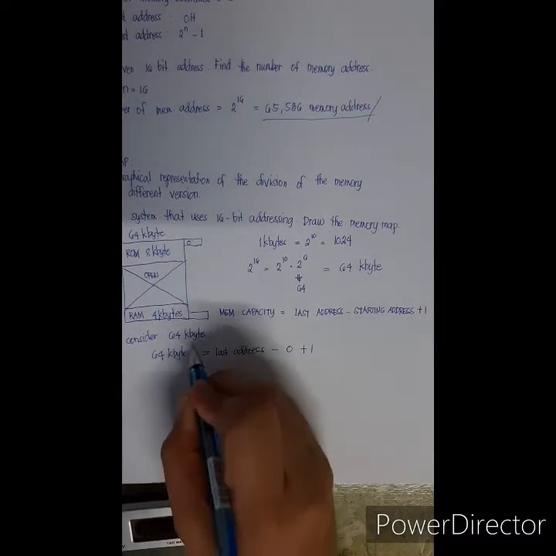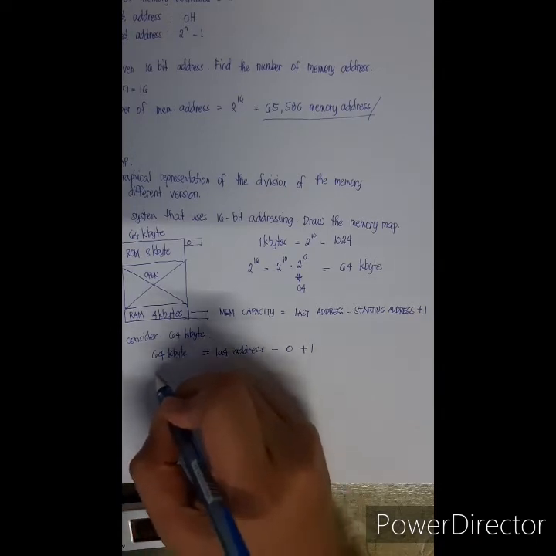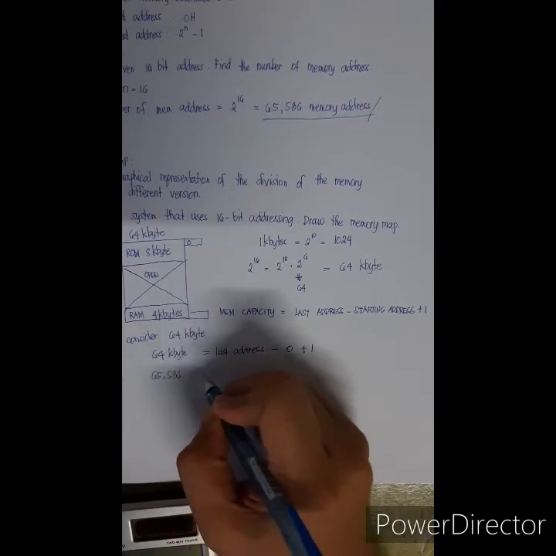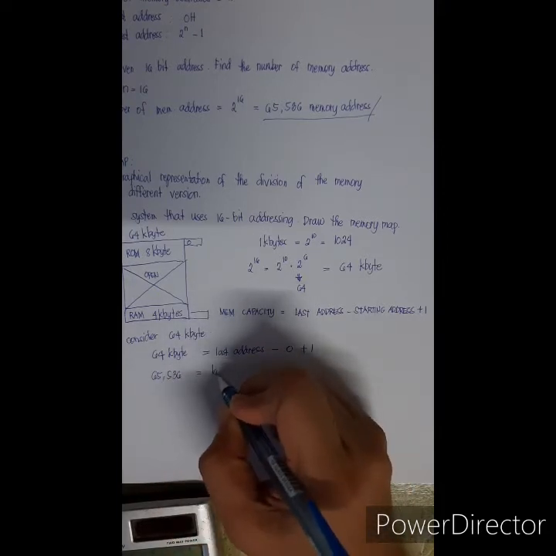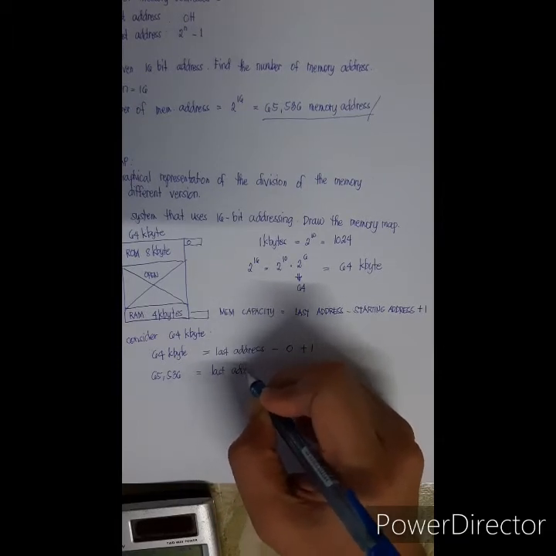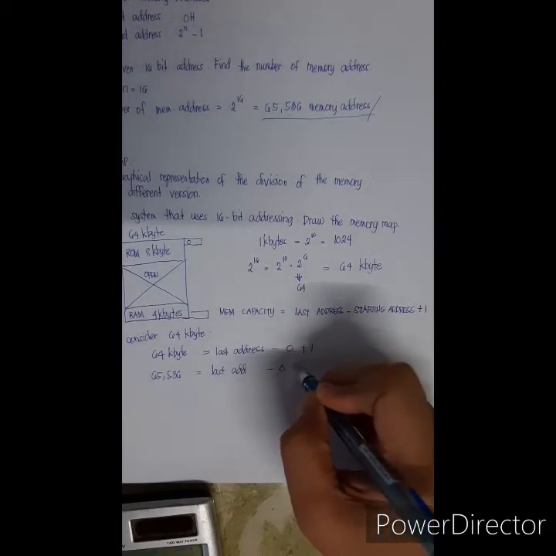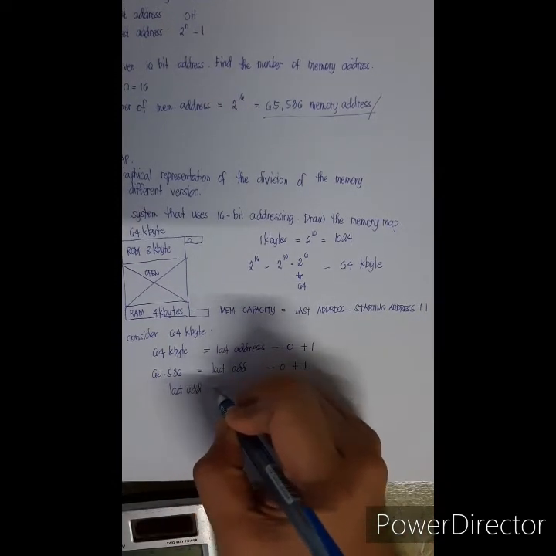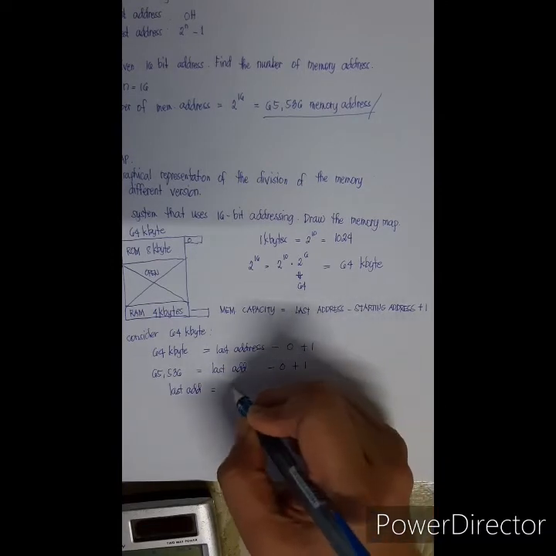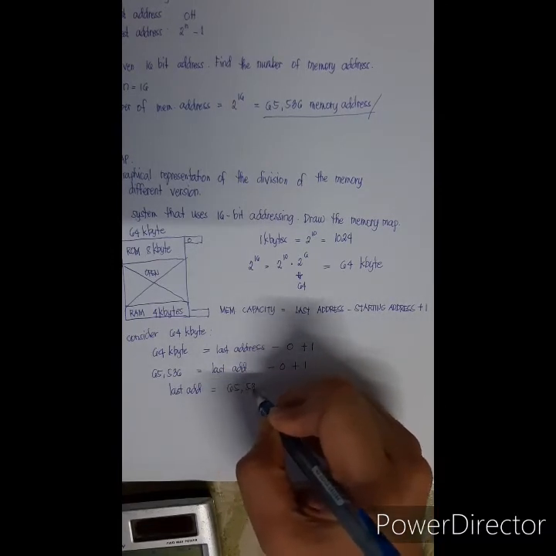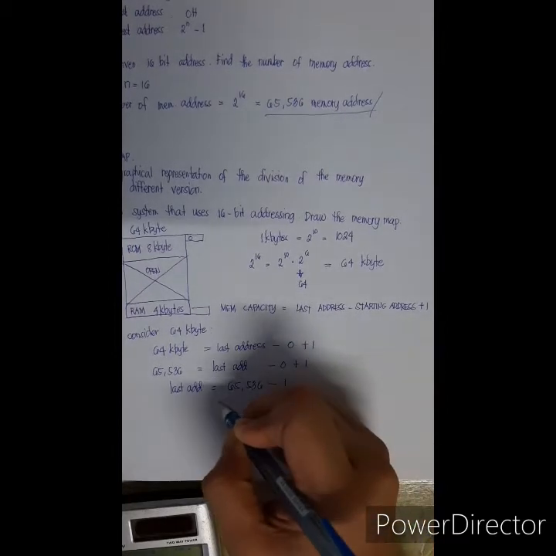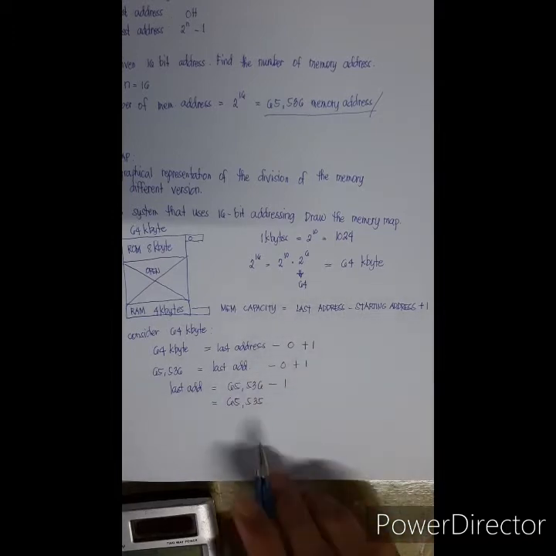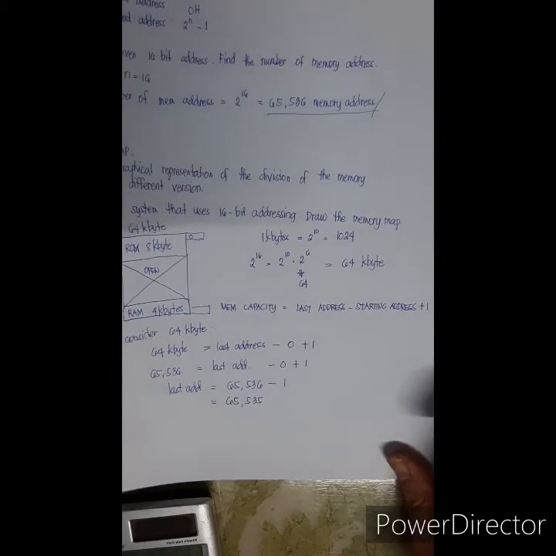Therefore, let us convert this into a memory address. This is the same as 65,536 equals the last address minus 0 plus 1. So, the last address is equivalent to 65,536 minus 1, so 65535. This is in decimal form.